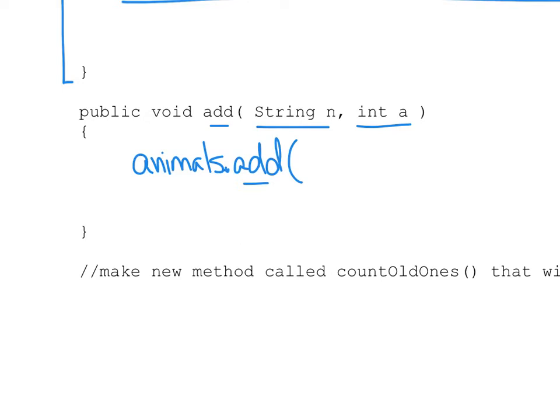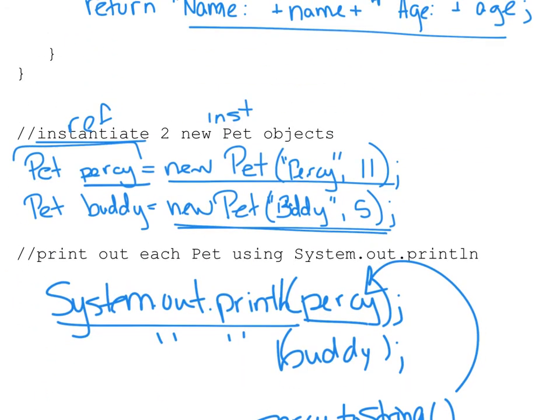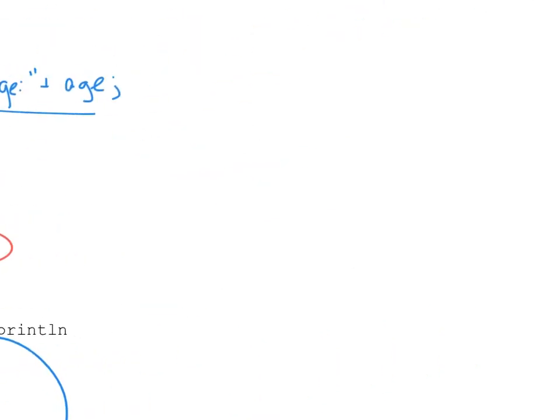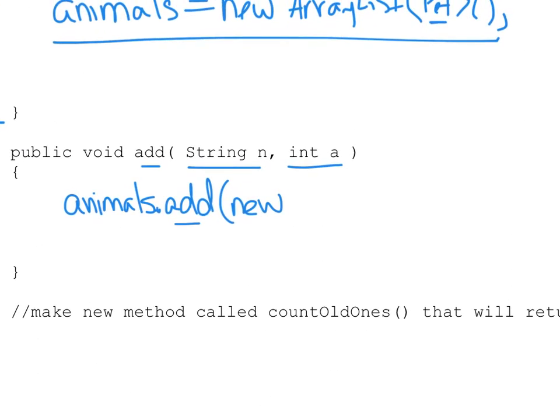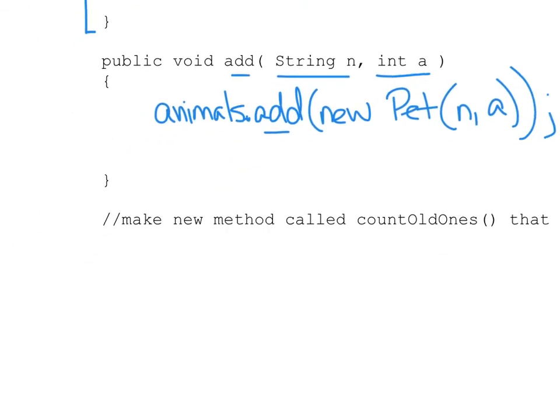And then I need to add a new pet. So I can't just write N and A. I have to write new, because remember we did that over here in order to instantiate it. This is the part that you need. You need a new pet. This is the instantiated piece. So that needs to be included when you're creating a new object. When you're putting an object into an array list, it needs to be an object, not just a string. So new pet, and then N, A. Okay, and that will do it for it.